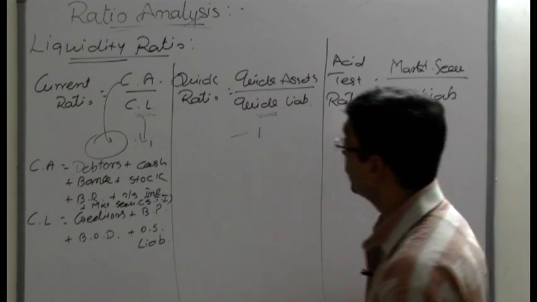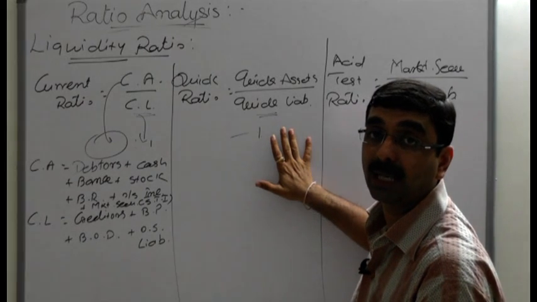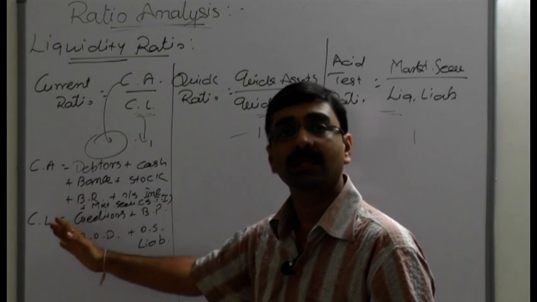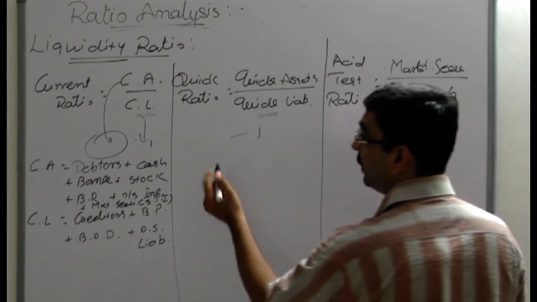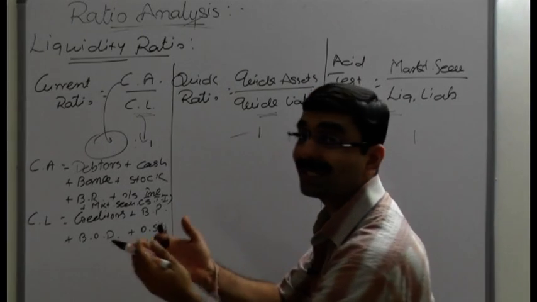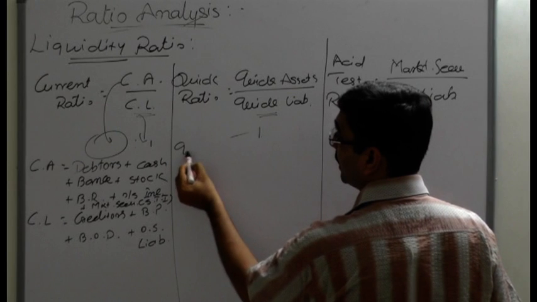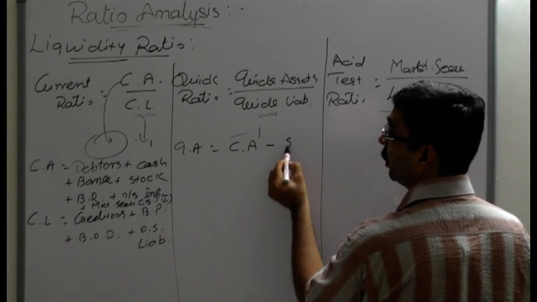Now moving to the next ratio, the quick ratio. It is a comparison of quick assets divided by quick liabilities. Ultimately, this ratio is a representative of the current ratio only. When you find the quick ratio, we need to identify how much quick assets and quick liabilities you carry in the business. That means quick assets is equal to current assets minus stock.